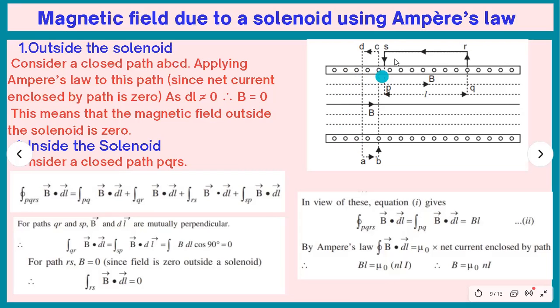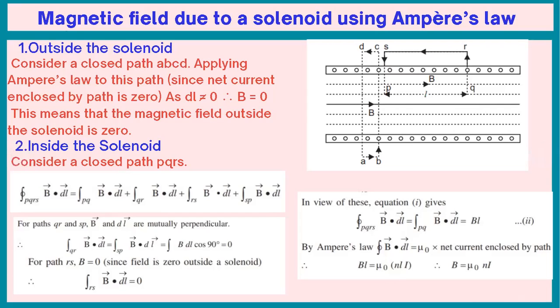Now, inside the solenoid, for that you consider a path PQRS. Line integral of B dot dl will be the line integral of B dot dl over each one of these paths. For PS and RQ, B and dl are mutually perpendicular. Therefore, the magnetic field there is 0. Also, since SR is outside the solenoid, there also the magnetic field is 0. So the only contribution is from this region PQ.